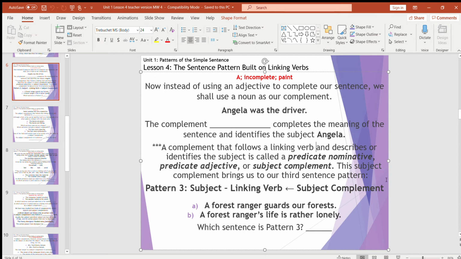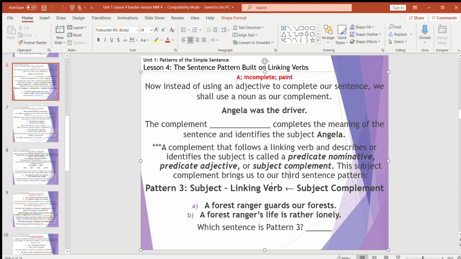So circle, star, highlight. We have another definition that will never go away. Yay! A complement, remember, complement just means completer, that follows a linking verb and describes or identifies the subject is called a predicate nominative, predicate adjective, or subject complement. Don't get overwhelmed by those three words. They all mean the same thing, okay? So I will always call them a subject complement because it complements, it finishes the subject, okay?